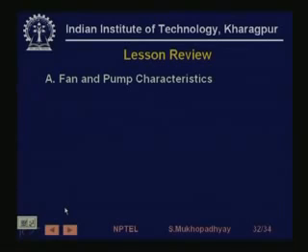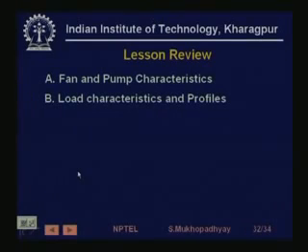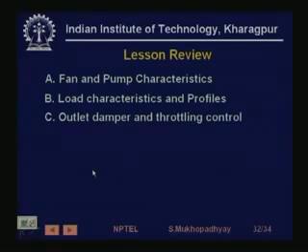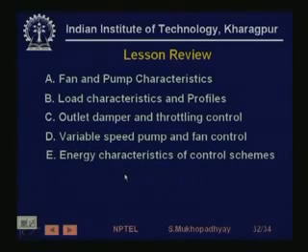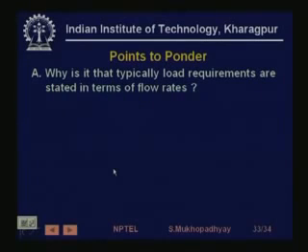So, what we have done in this lesson is that we have seen the fan and the pump characteristics, we have seen the load characteristics and typical load profiles, and we have seen two kinds of control, for fans outlet damper and for pumps throttling control, and for pumps and fans we have seen the variable speed control, and we have seen the energy characteristics of these control schemes, and we have got an idea of the energy savings, right. So, here are a few questions for you.